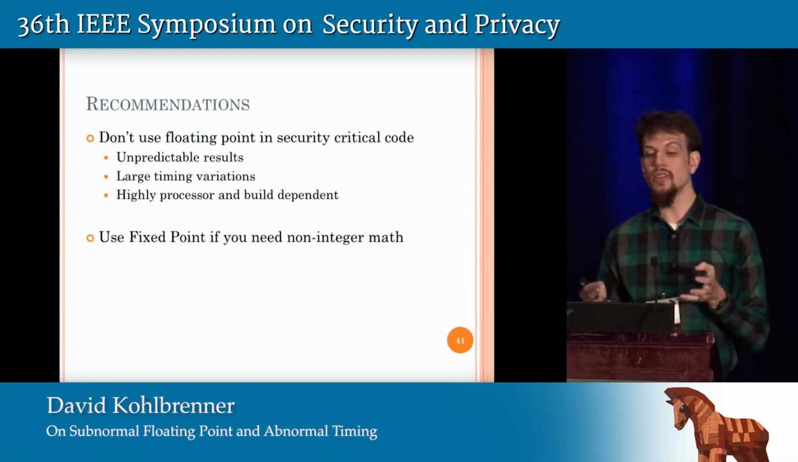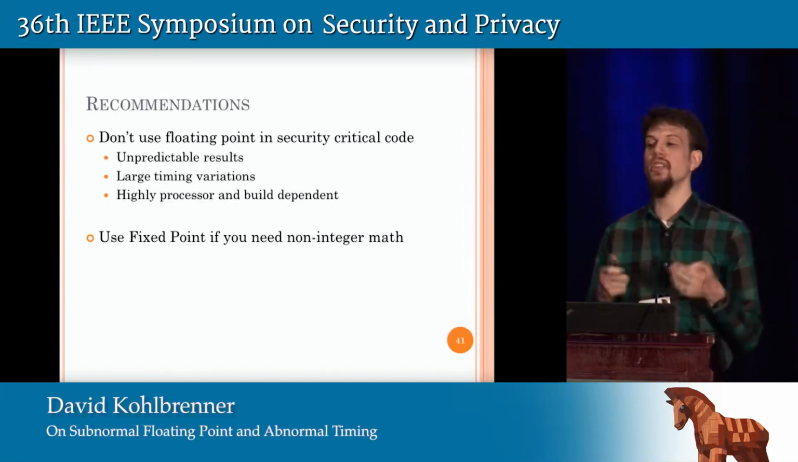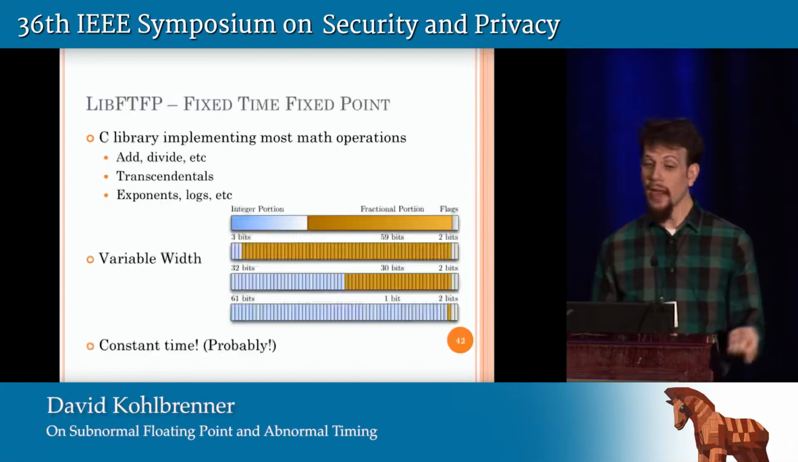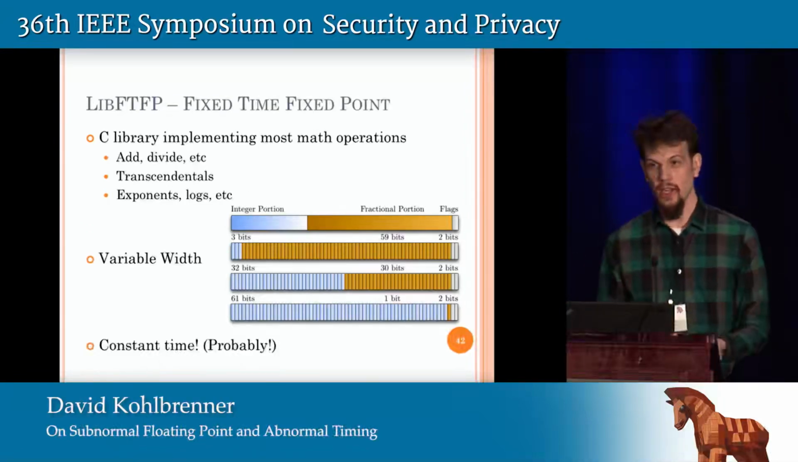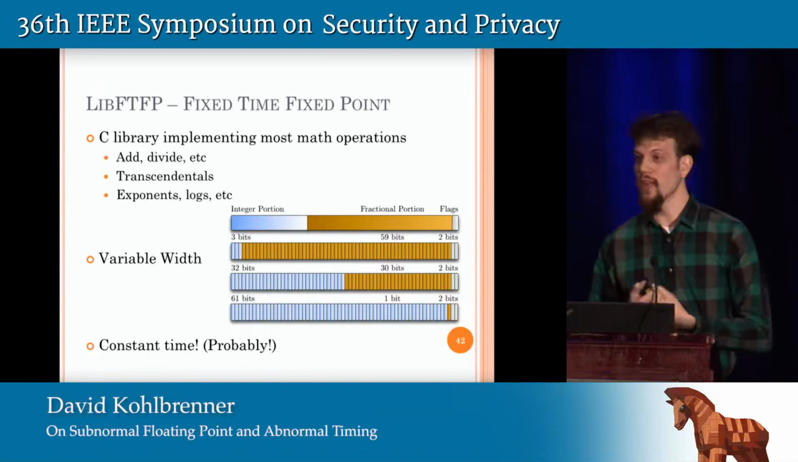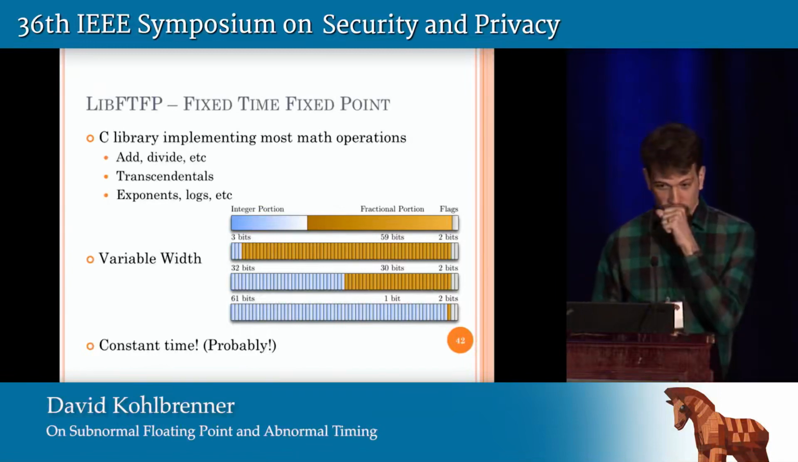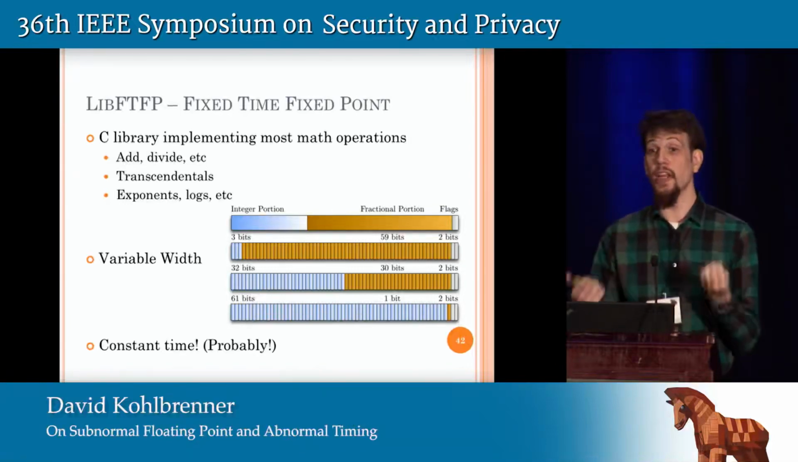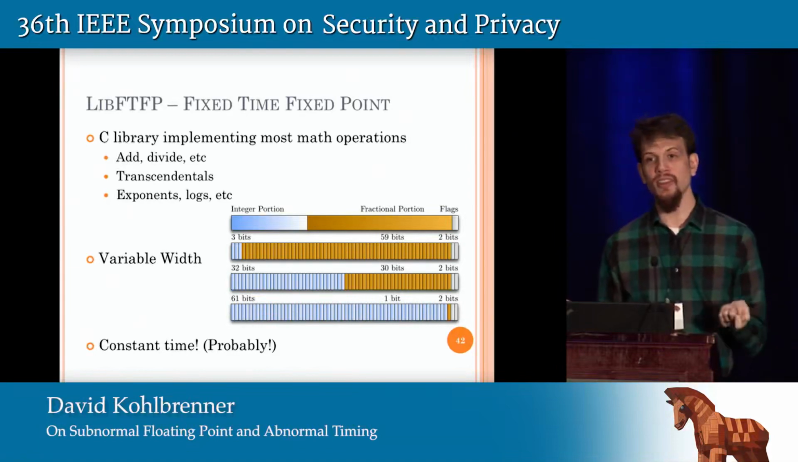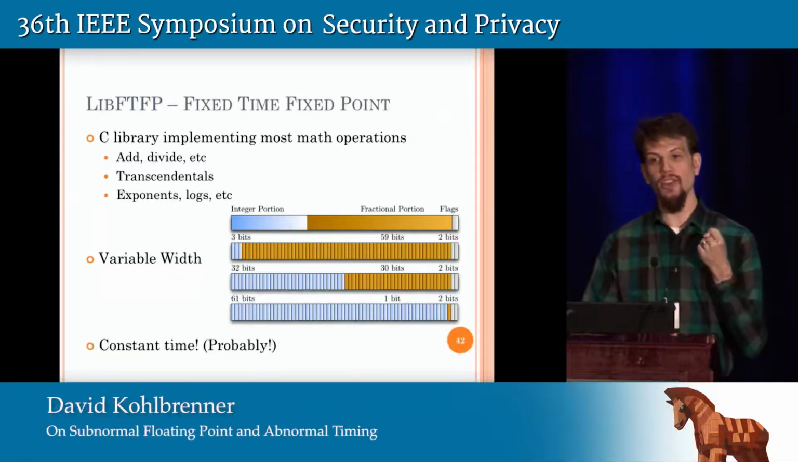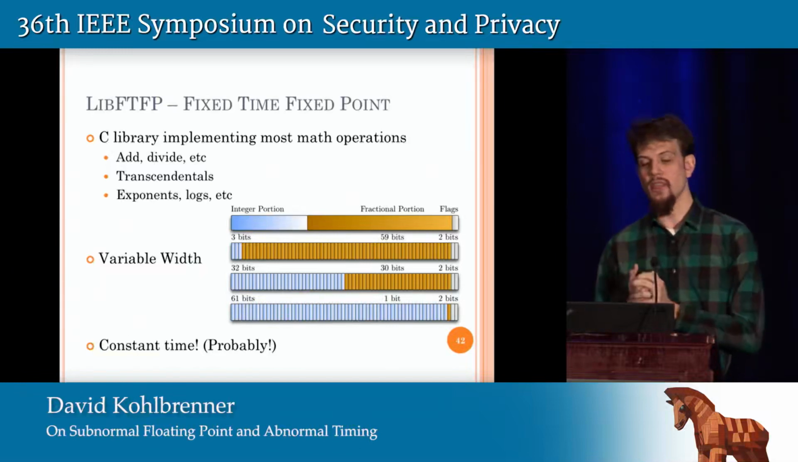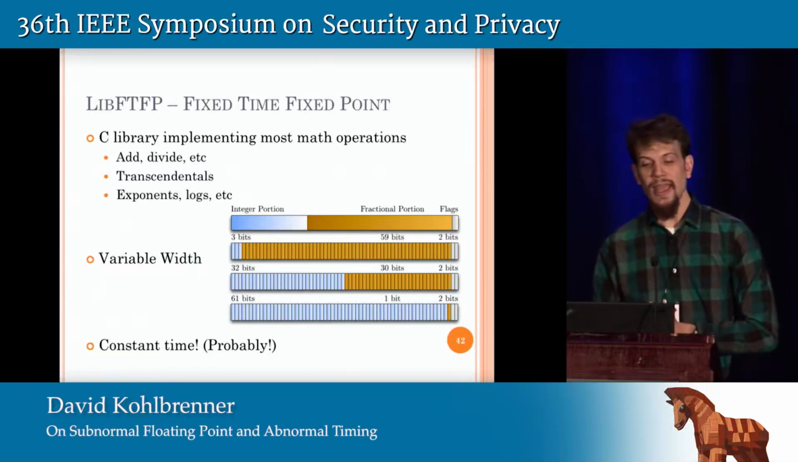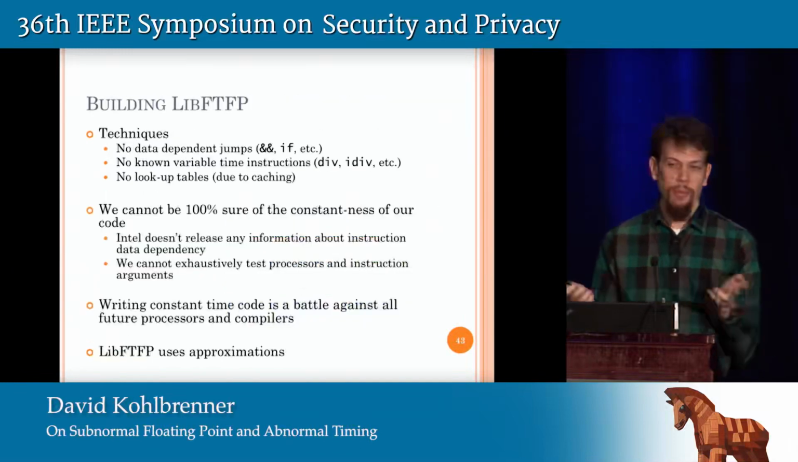If you need non-integer math for some reason, we suggest using fixed point, which entirely coincidentally brings me to the final contribution of our paper, which is libftfp, a fixed time, fixed point math library. It's a C library that implements most math functions that you would care about: add, divide, transcendentals, etc. It's variable width. When you compile the library, you can decide how you want to split up your fractional and integer bits. It's 64-bit, it requires 2 bits for flags. And it's probably constant time.